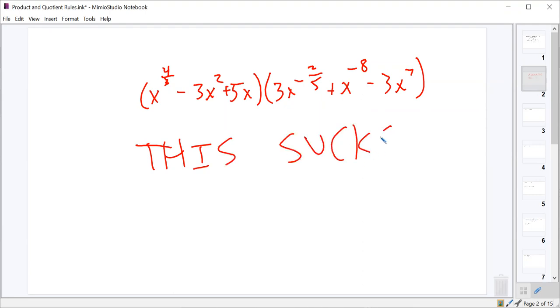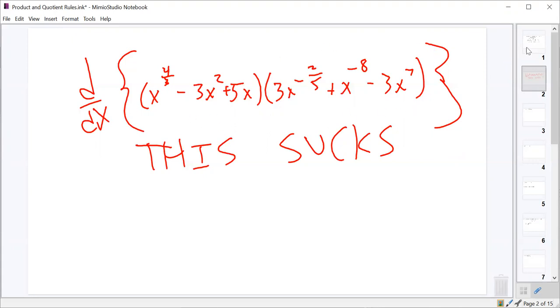This sucks. Somebody asks you to take the derivative of this, right? This sucks, especially if all you know is the power rule, because then you have to turn it into a long string of plus or minuses. We don't want to have to do this. We'd like to be able to keep it in the form that it's in and still take its derivative.